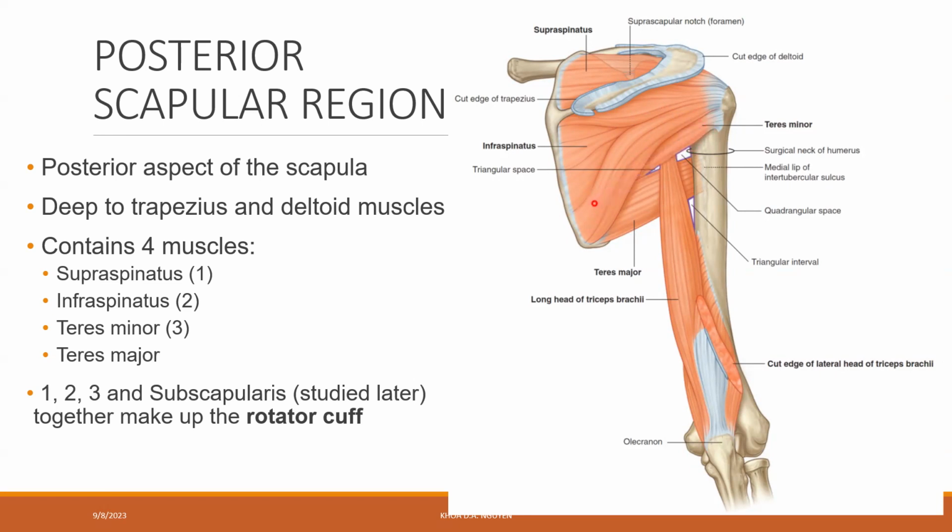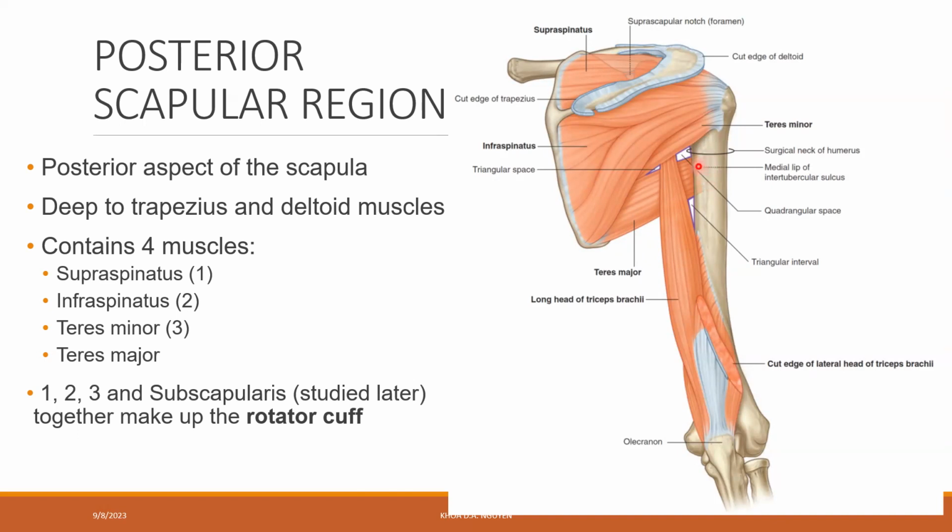Teres minor is going to be expanding all the way from here, from the medial inferior part of the medial border of the scapula, all the way to the greater tubercle of the humerus right here. And then after that, another one right here, teres major, which extends also from the inferior part of the medial border of the scapula all the way to the medial lip of the intertubercular sulcus right here on the humerus.